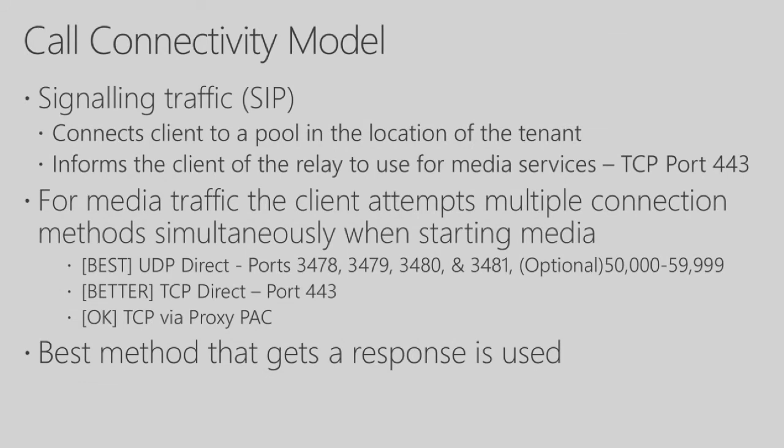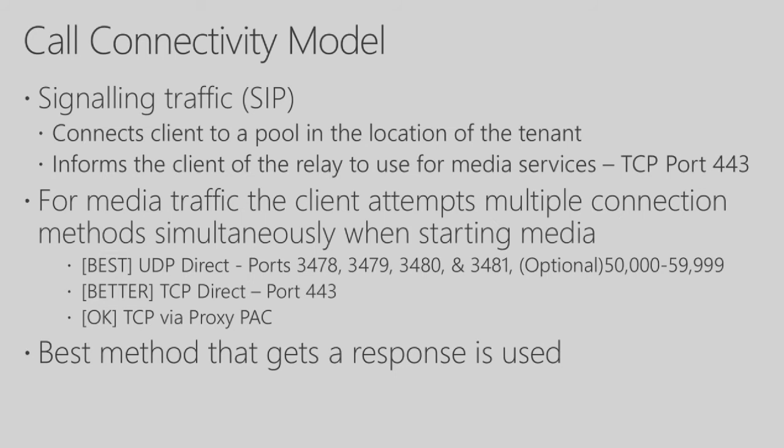You sign in. The signaling traffic will go to a pool in the location of the tenant. So if my tenant's in the USA and I'm in Europe, I'm going to have a TCP port 443 connection to that tenant. And that connection is going to inform the client of the relay to use for my media services, for my calls and videos. When we initiate a media call, what happens depends on the scenario, and we'll walk through that in a second. But it uses three methods to try and connect.